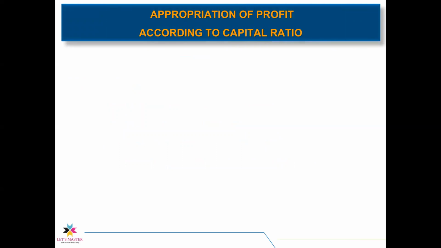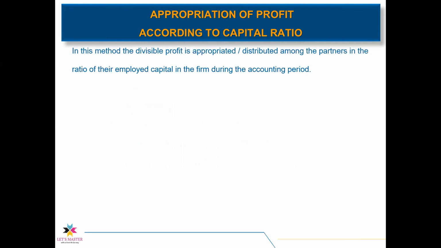Appropriation of profit according to the capital ratio or effective capital ratio, what we have discussed earlier. In this method, the divisible profit is appropriated or distributed among the partners in the ratio of their capital employed in the firm during the accounting period. And why is it required? Because at times, as per the partnership deed, we need to provide interest on capital, salary, commission, and the profit is shared in an agreed ratio.